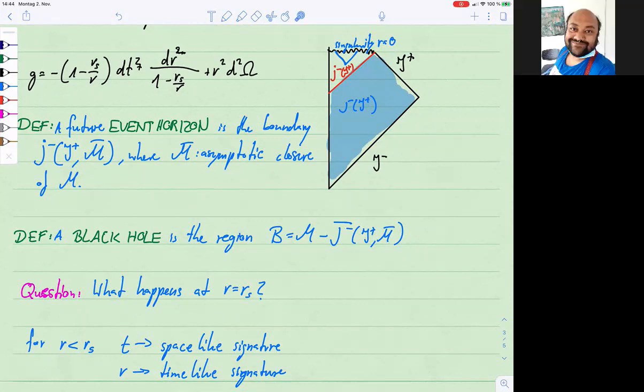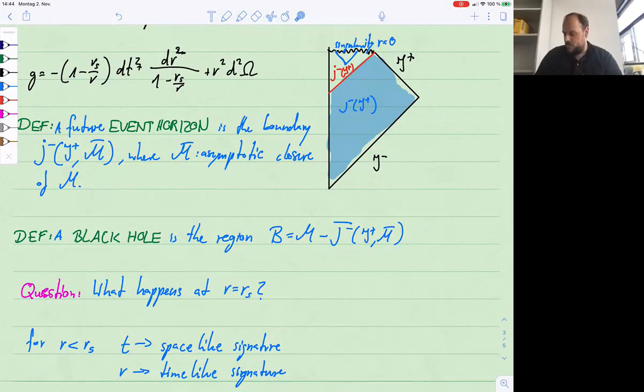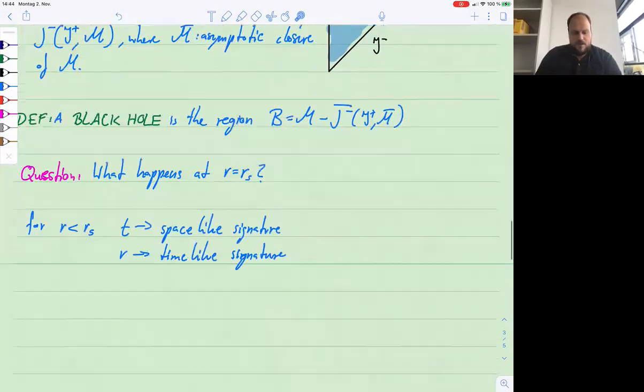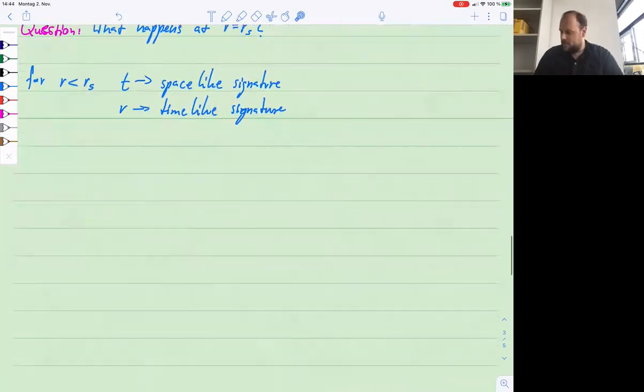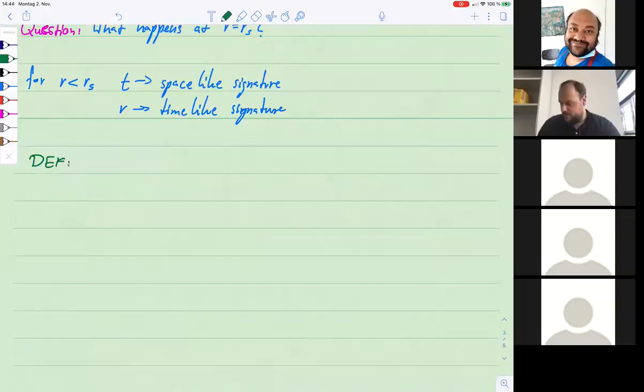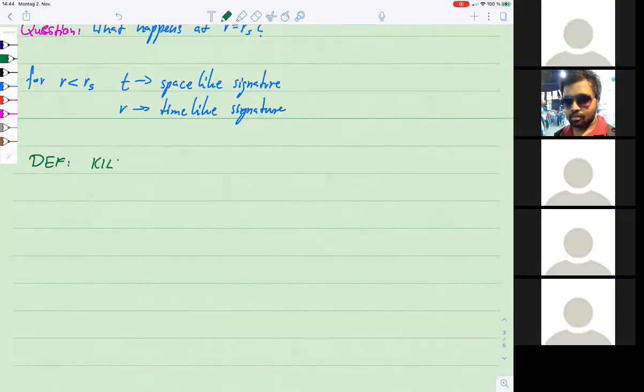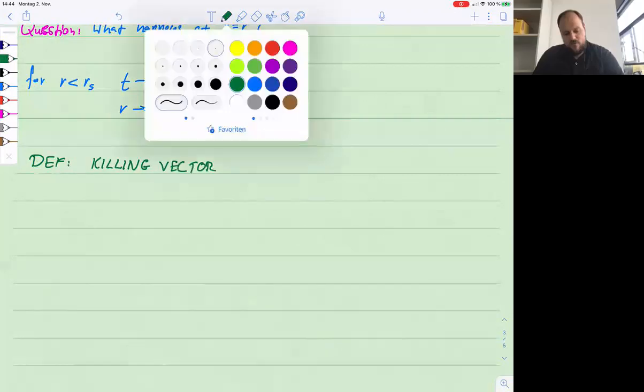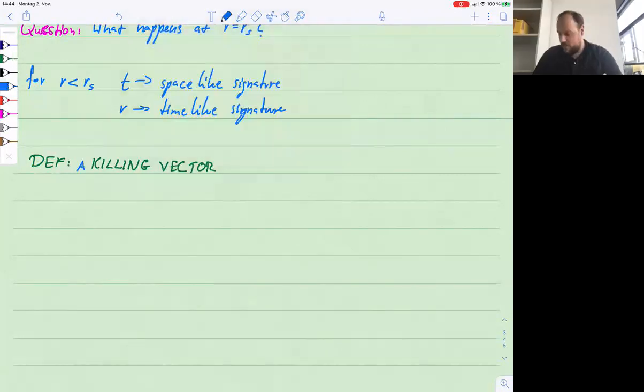Right, but there is an easier way to do that, and that is to look at the Killing vector. Therefore, I want to introduce this, because the black hole event horizon is also a Killing horizon, and the Killing vector is a good object to measure what happens at the horizon.